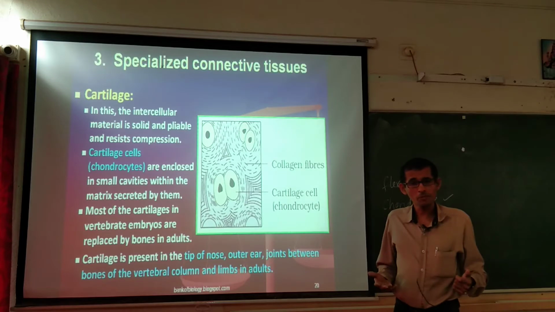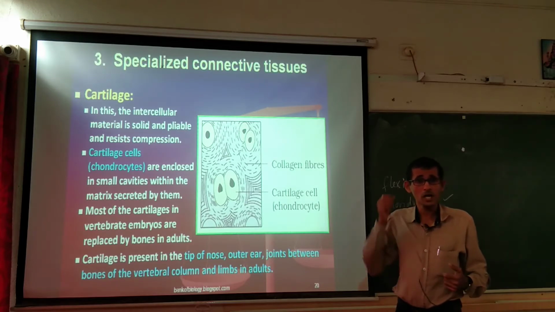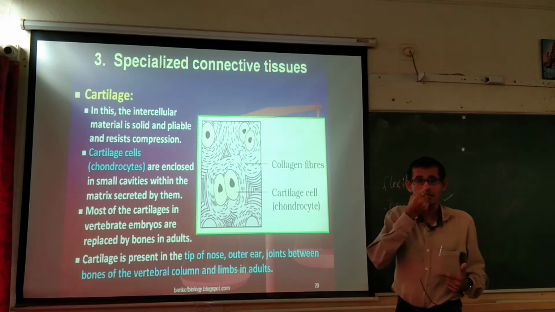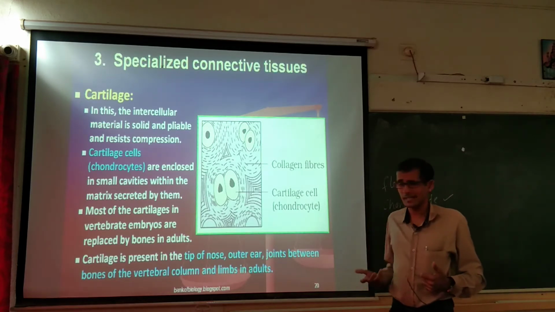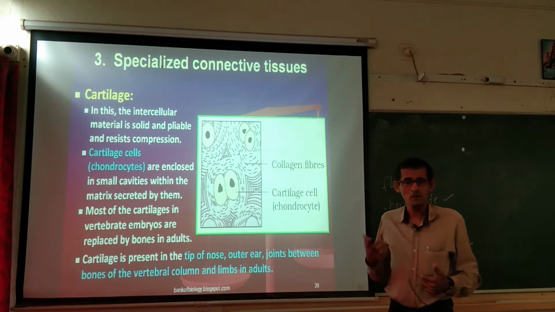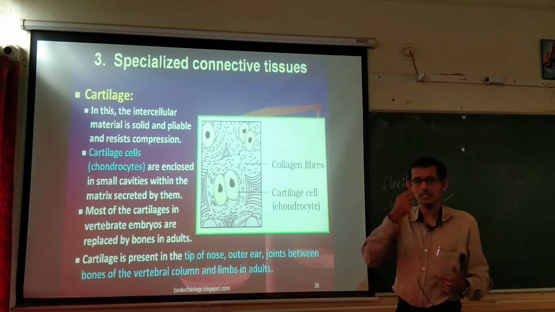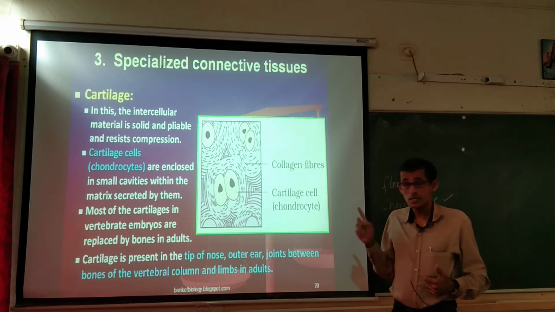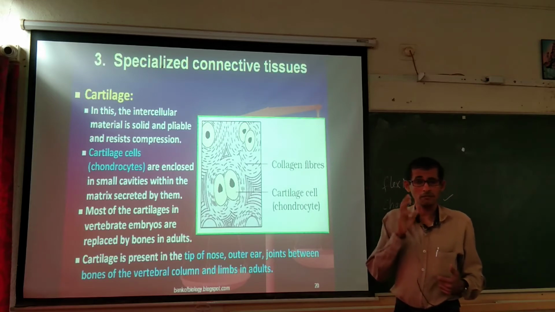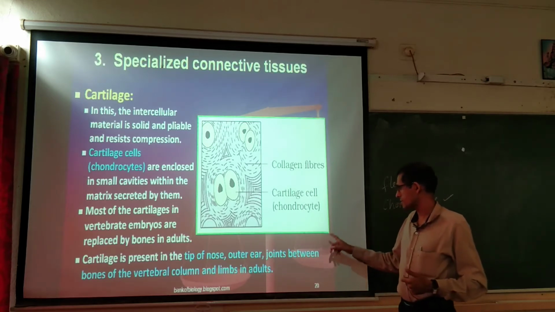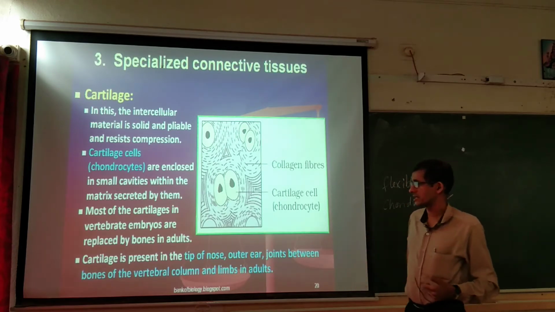Can you give an example? That is, our ear pinna. The ear pinna has cartilage, and the tip of the nose has cartilage. Best example, easy to understand. So, in some of the places the cartilage will remain as it is. Then cartilage is present in the tip of nose, outer ear, and joints between the bones.